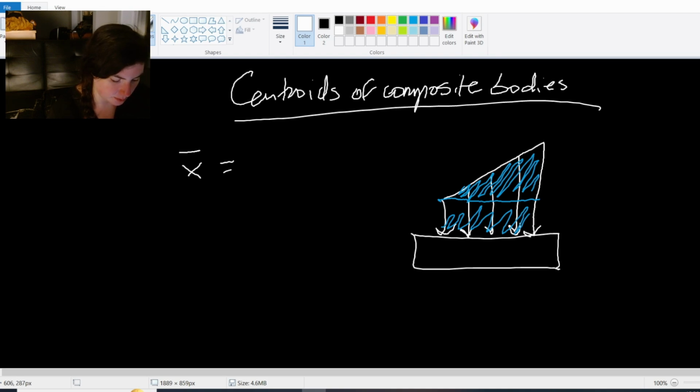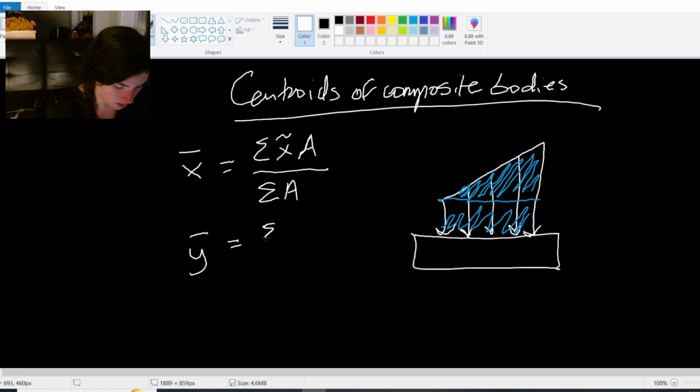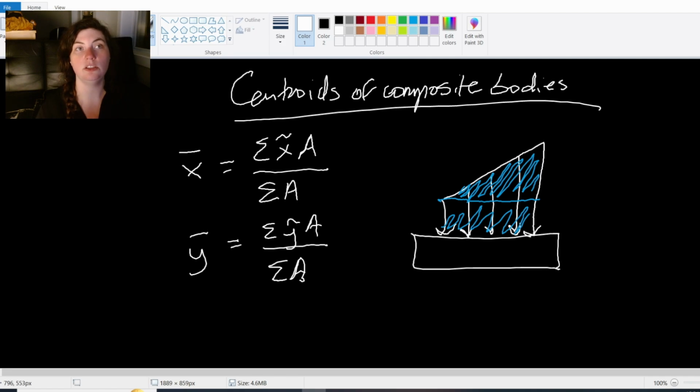our x bar, our x locational centroid, is going to be the summation of our x tilde times A over the summation of the areas that we have. And same with our y bar. So again, these are the same equations that we had, just now, instead of those integrals, they're going to be summations. Just a different way of writing it, a different way of thinking about it in your brain.